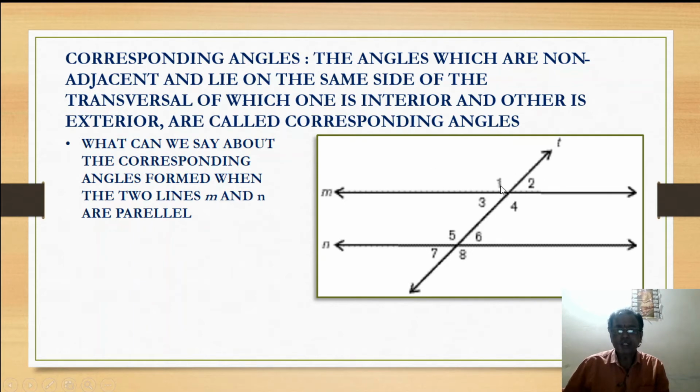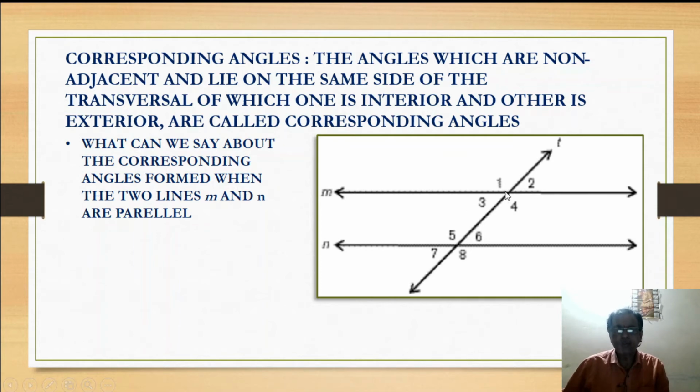So let us take here angle 1 and angle 5. These two are actually corresponding angles. Why are these called corresponding angles? By the definition, these two are non-adjacent and these are on the same side of transversal, and one is interior and another is exterior. So these are called corresponding.